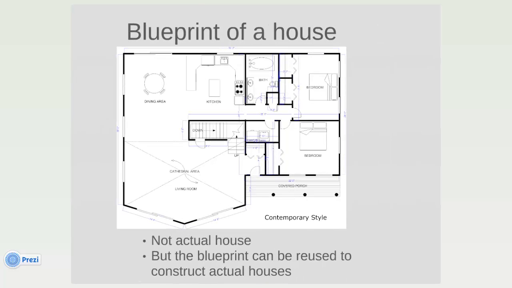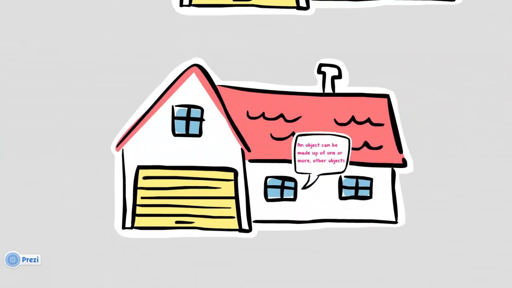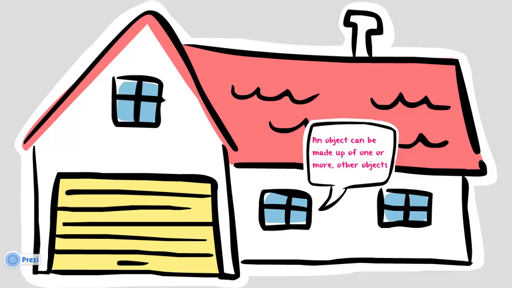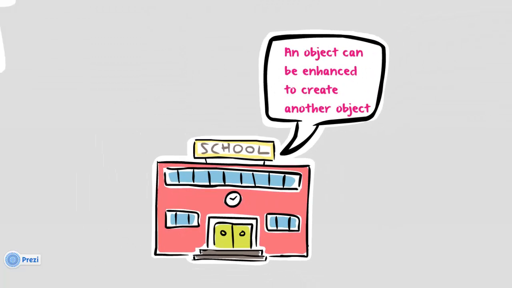Take an example of a blueprint of a house. It's not an actual house, but the blueprint can be reused to construct actual houses. So class is reused to create multiple objects. All these multiple objects have the same attributes and the same behavior if they are instantiated from the same class. Now an object can be made up of one or more other objects, like this house is made up of windows, doors, ceilings, floor and walls. An object can be enhanced to create another object, like a house can be enhanced to make a school.